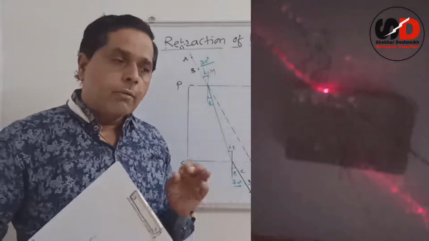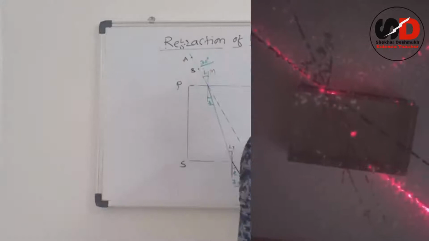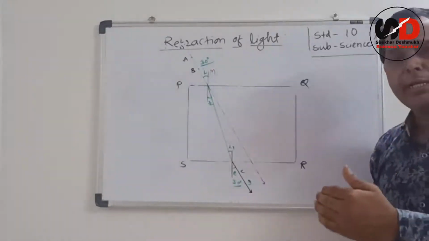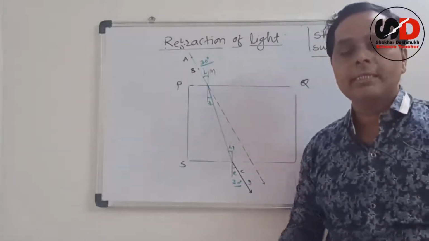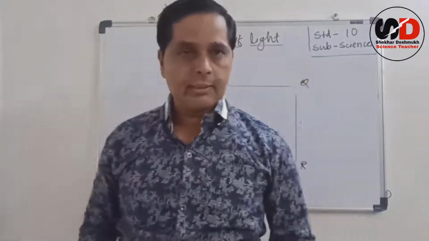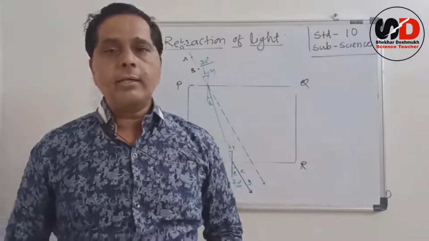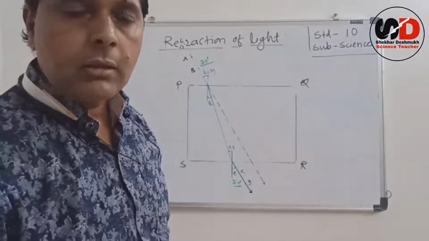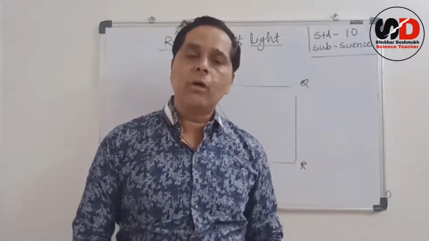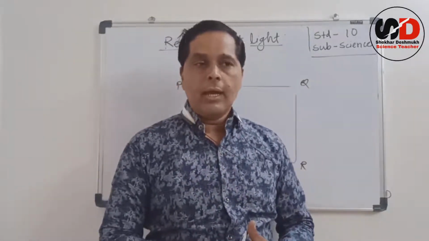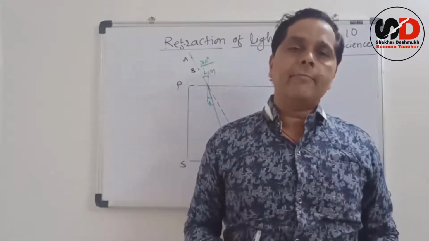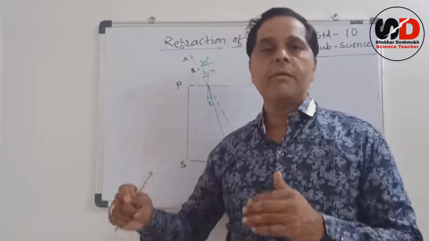So by this experiment, we came to know that whenever light travels from one medium to another medium, it changes its path. That means the refraction of light takes place. And this refraction we can see for any two media. This refraction takes place because the velocity of light is different in different media.